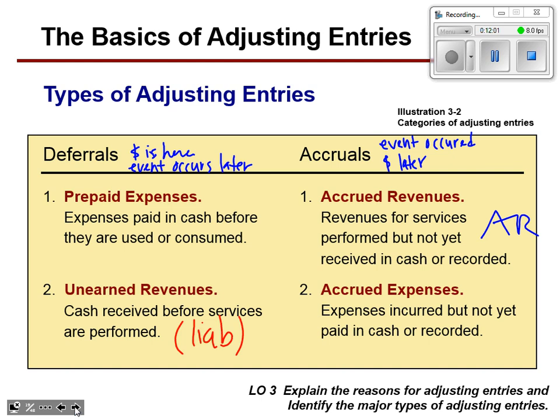Accrued expenses are expenses incurred, but they haven't been paid yet. The lights are on here at school. It's actually not too bad. It's pretty warm in here. Are the events happening? Yeah, the lights are on and it's warm. The utility meter is running. The school's probably not going to pay the bill until the bill comes. So the events are happening. We're just waiting for the money to show up. When that bill is paid, we adjust for, yep, we paid the bill.